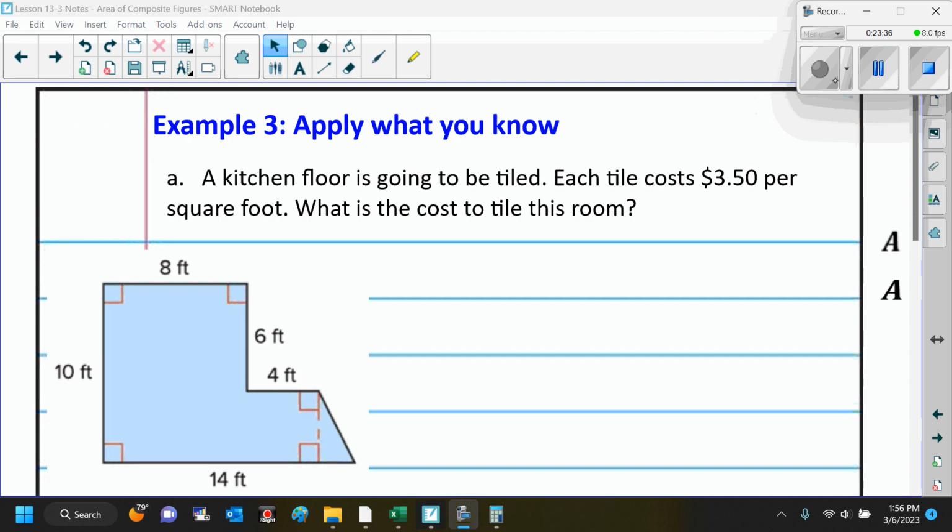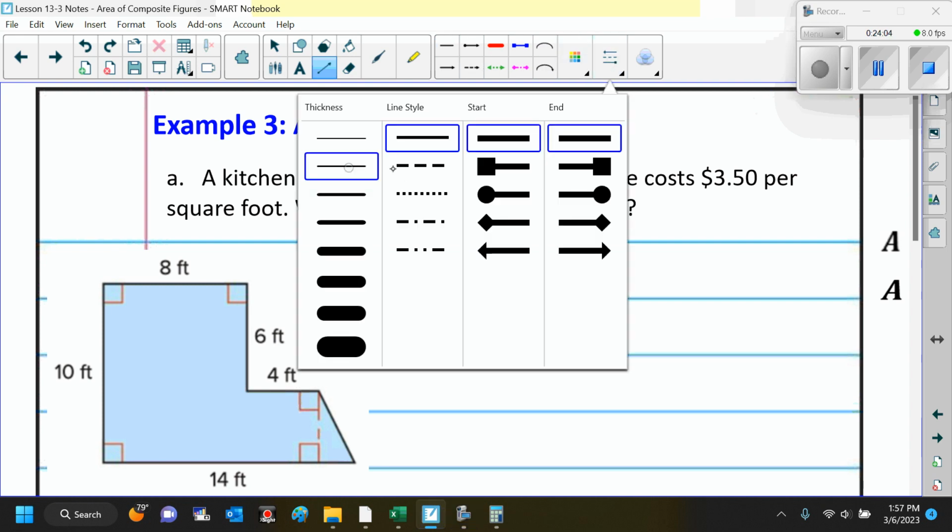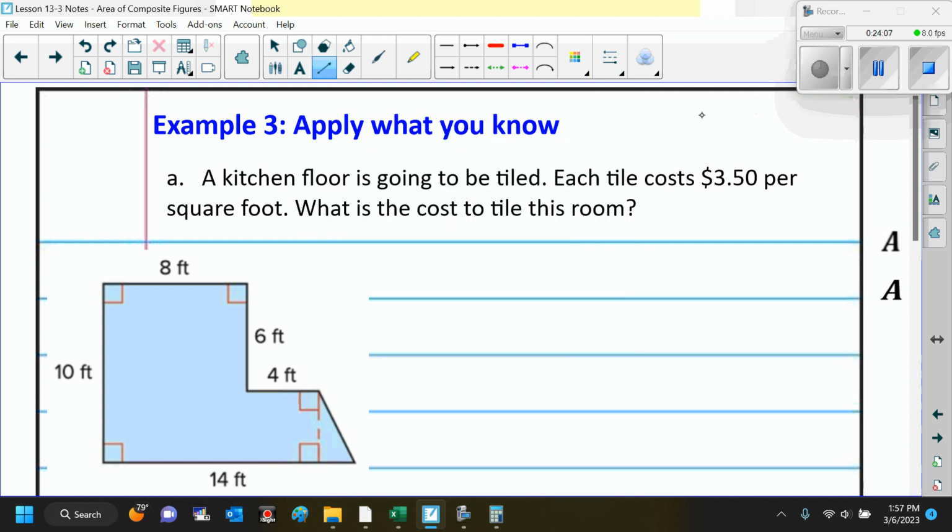All right, example 3 is to apply what you know, okay? So it says a kitchen floor is going to be tiled. Each tile costs $3.50 per square foot. We want to know what is the cost to tile this room, okay? So the first thing we want to do here, because this is a composite figure, we want to split this up. So I am going to choose, let's see here, to split it up right here.